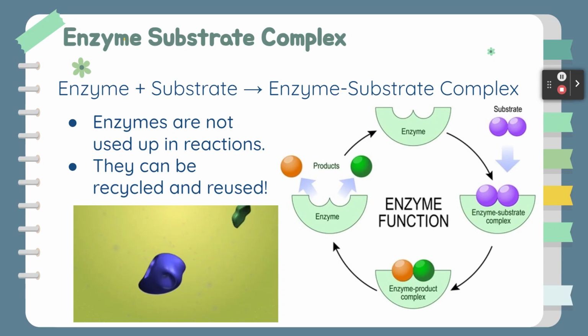Once the reaction is complete, the enzyme substrate complex releases the products of the reaction. It's important to note that the enzyme itself remains unchanged and is not consumed in this process. Write that down, please. It's free to bind with new substrate molecules and catalyze additional reactions. Enzymes are highly efficient because they can be used repeatedly. After releasing the products, the enzyme is available to bind with more substrate molecules and continue catalyzing reactions.